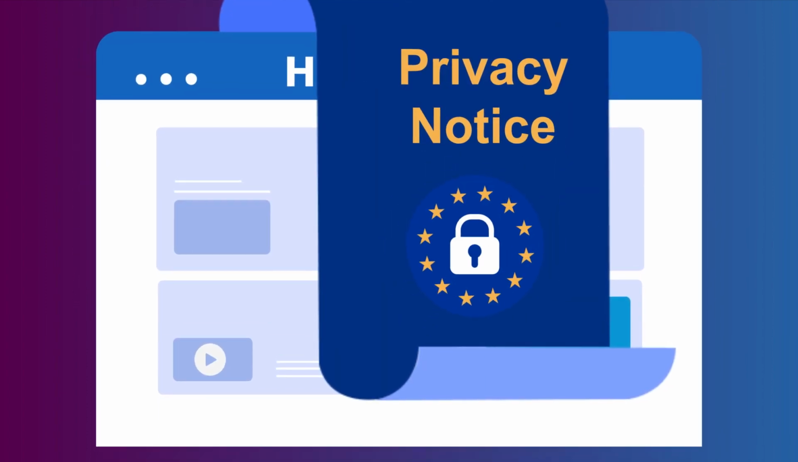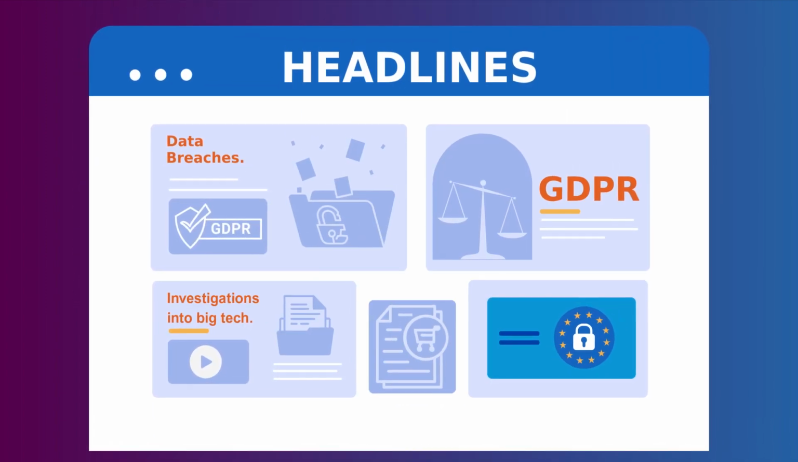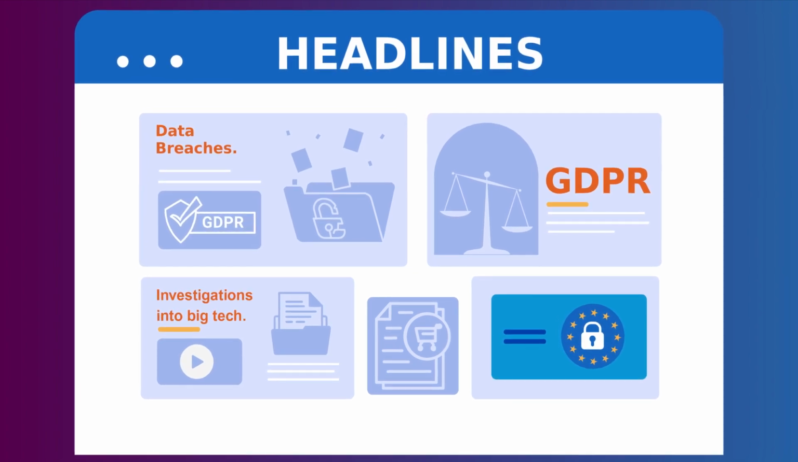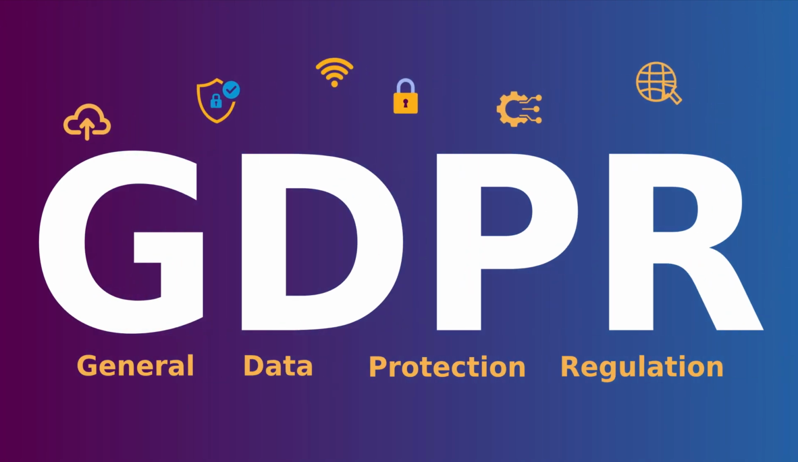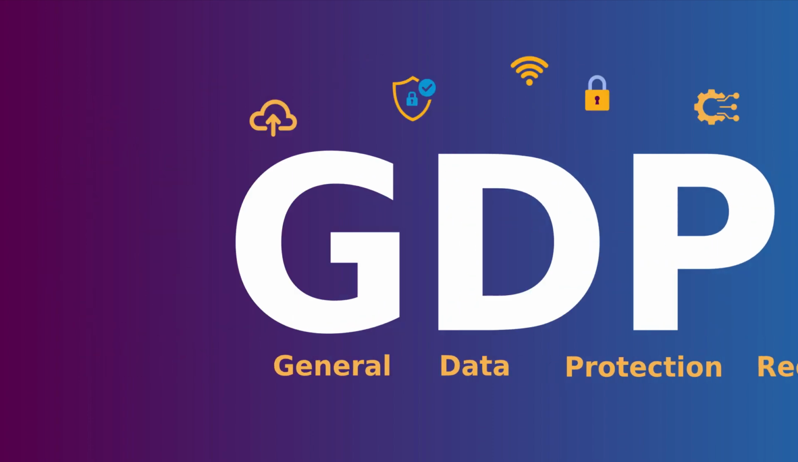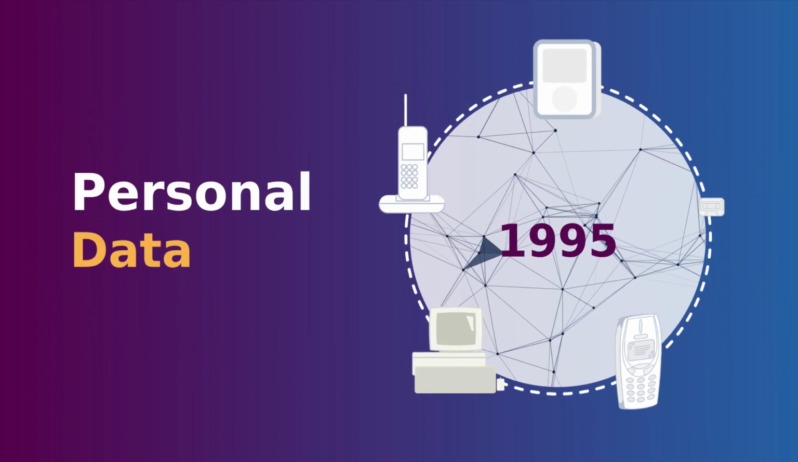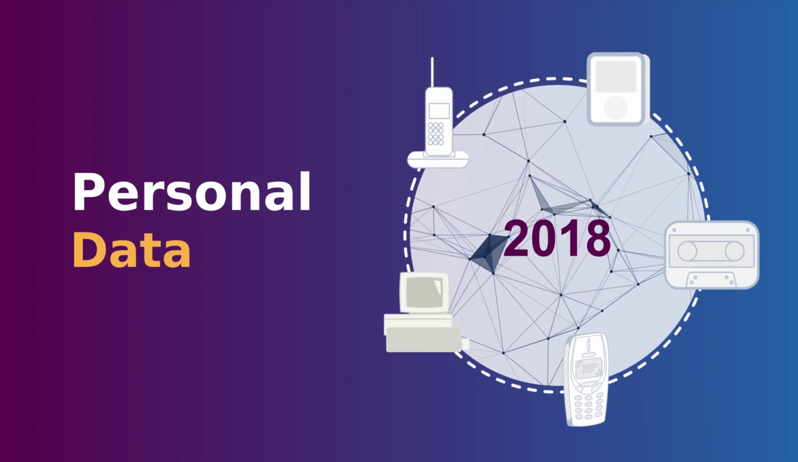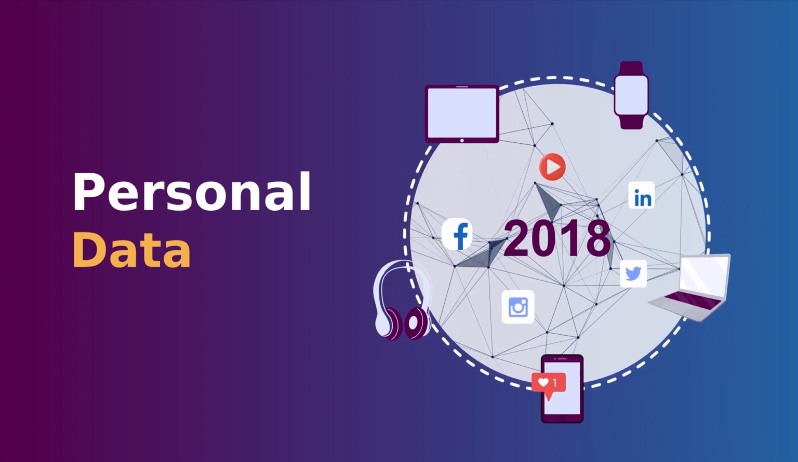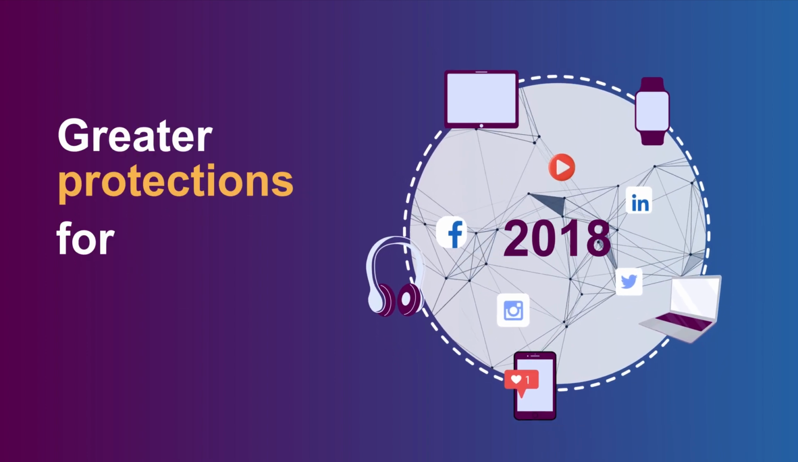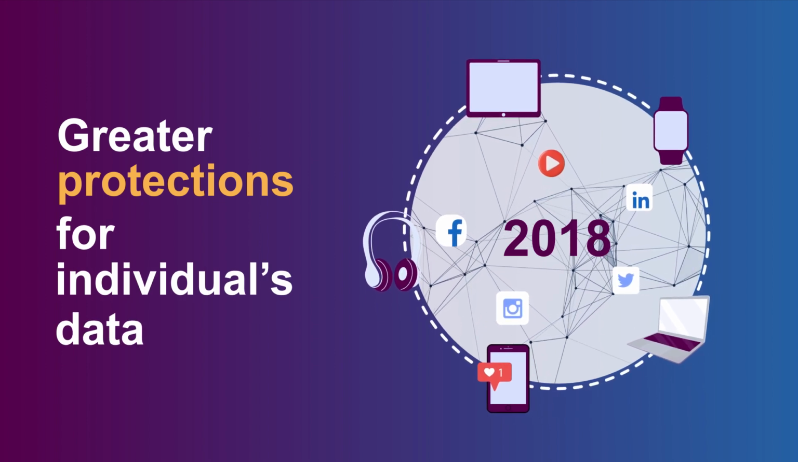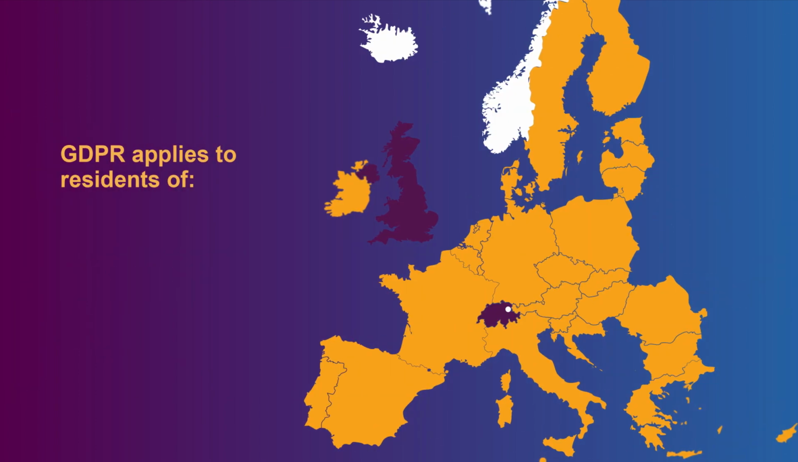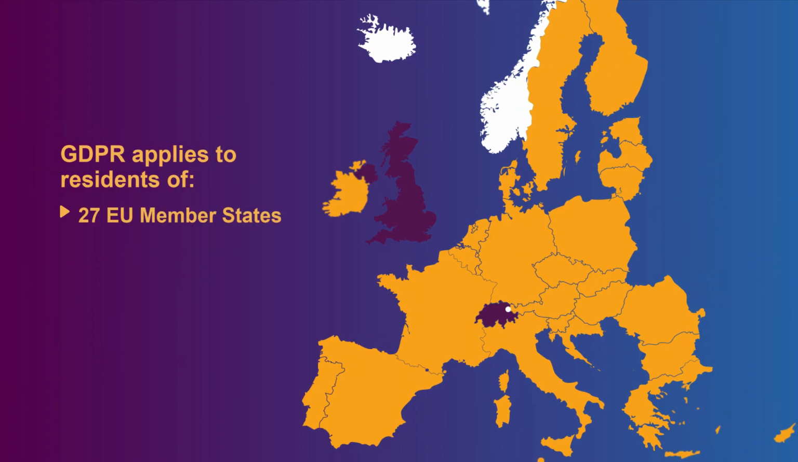Some of you may have read a privacy notice or seen the GDPR grabbing the headlines due to large fines being issued against organisations for not complying. It's hard to avoid the GDPR, but what exactly is it? Well, in Module 1 we covered the history of the GDPR and how it upgraded the 1995 Data Protection Directive. So in May 2018, the GDPR kicked in. Its mission? To ensure greater protections for people's data and to give people more rights to control how their data is used. The GDPR applies to residents of the 27 EU member states.